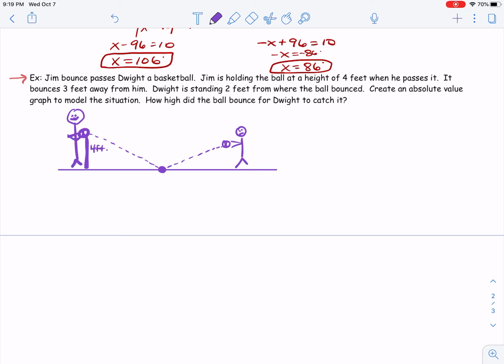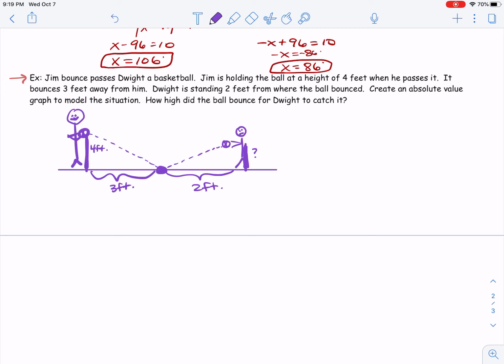But anyways, let's also fill in some other information. He's holding it at a height of 4 feet. So here's 4 feet. It says he bounces it 3 feet away from him. This is where the ball bounces. And then it says Dwight is standing 2 feet from where the ball bounced. How high does he catch it? How high did the ball bounce for Dwight to catch it?